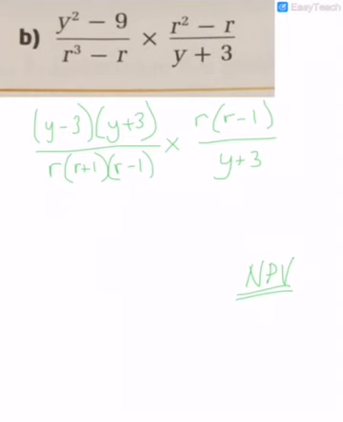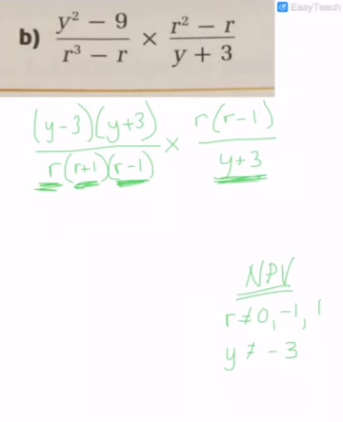So looking at the denominators here, r cannot equal 0, -1, or 1. 0 because this r would be 0, -1 because this would be 0, or +1 because that would be 0. And y cannot equal -3 because that would make this other factor, y plus 3, 0. So we have 4 different non-permissible values.